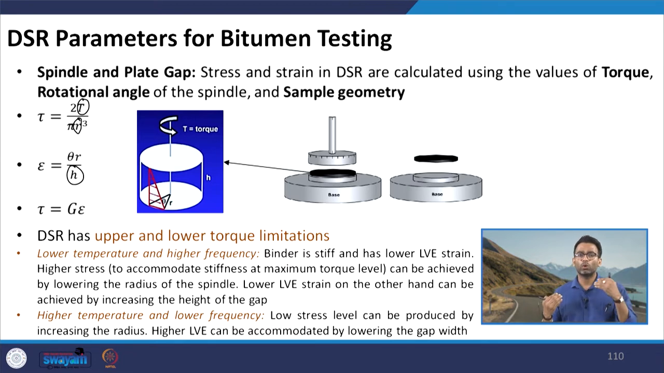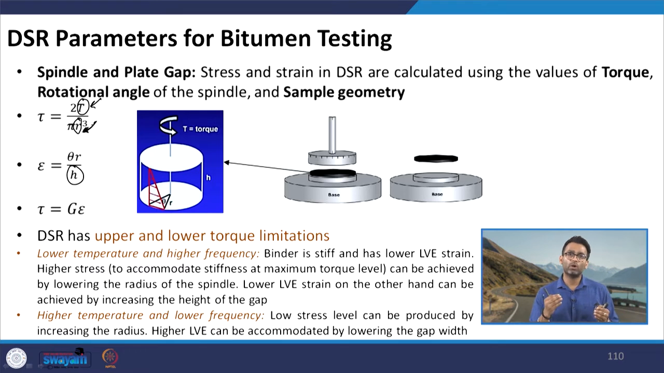All right. So now DSR has a limitation of applying some minimum torque. So again the torque becomes fixed; at least a minimum torque needs to be applied. So if we want to achieve lower stress value at a fixed value of torque, what can we do? We can increase the radius of the specimen, or we can increase the diameter of the specimen.